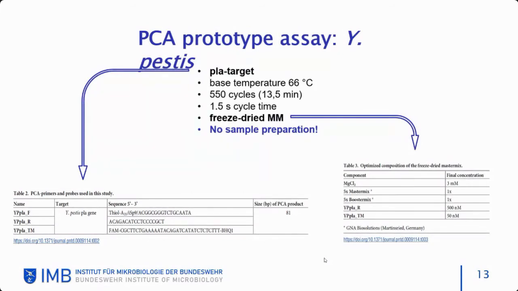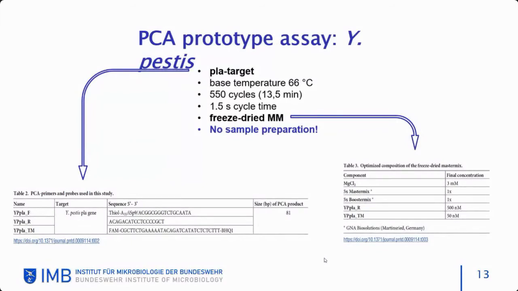We used a constant base temperature of 66 degrees. In the end, we decided to run a total of 550 cycles with a cycle time of 1.5 seconds each. That brings us to a total run time of about 13.5 minutes.